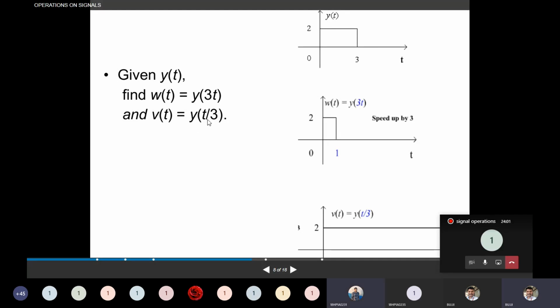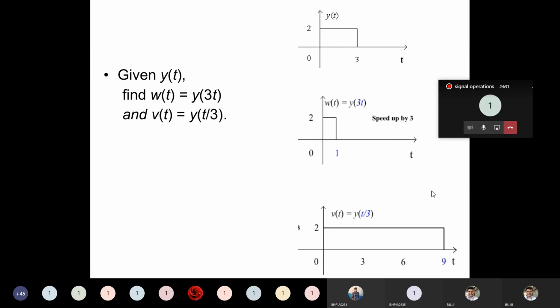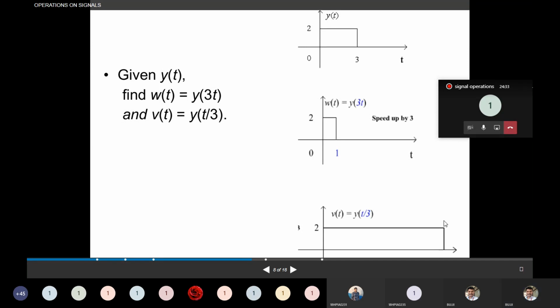Similarly, v of t equal to y of t by 3. Here the first value is 0, because 0 itself. The final value is 3, so t by 3 equal to 3, and t is 9. Here it is 9. Is it visible? Okay, any doubt? Ask.